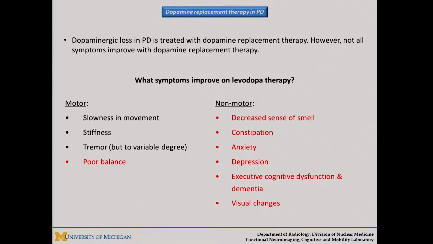For the motor symptoms, slowness of movement, stiffness, and tremor, perhaps to a variable degree only, respond relatively well to dopamine replacement therapy. But for balance problems and gait problems, there's not such a good response to dopamine. It doesn't really make your balance or gait problems any better. All these other non-motor symptoms that Dr. Ritter was talking about have a very poor dopaminergic response as well.